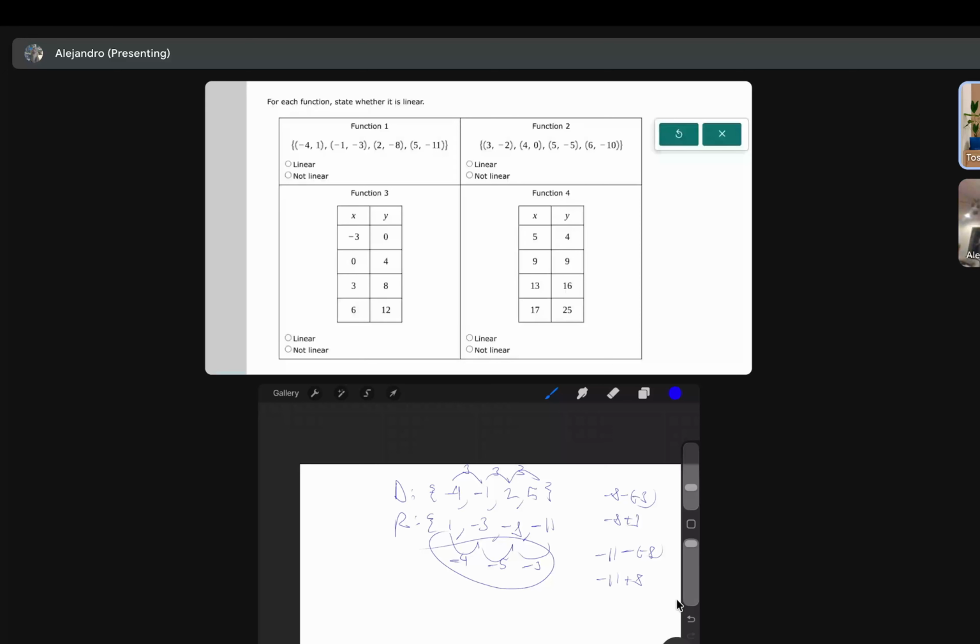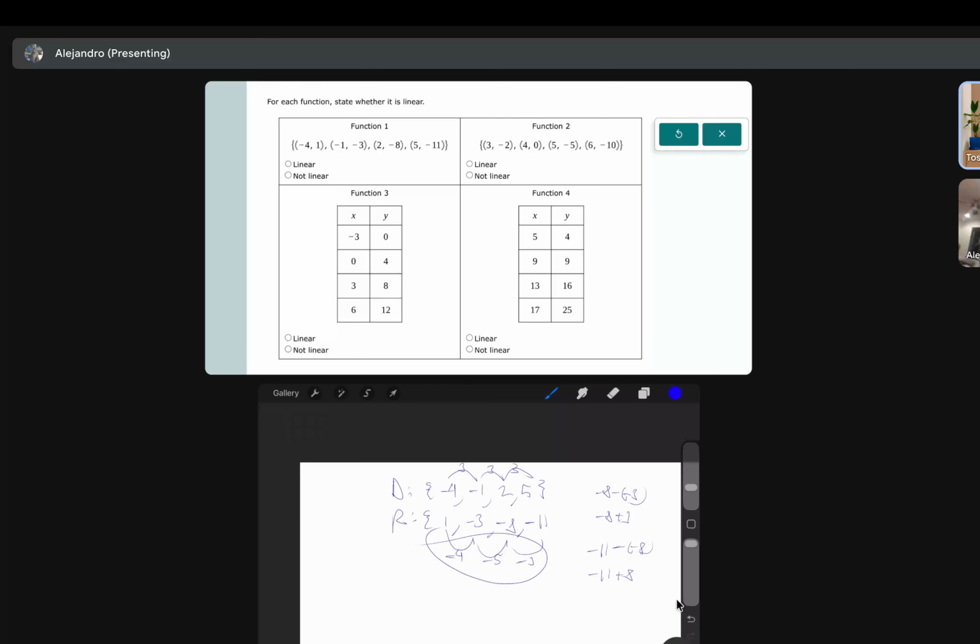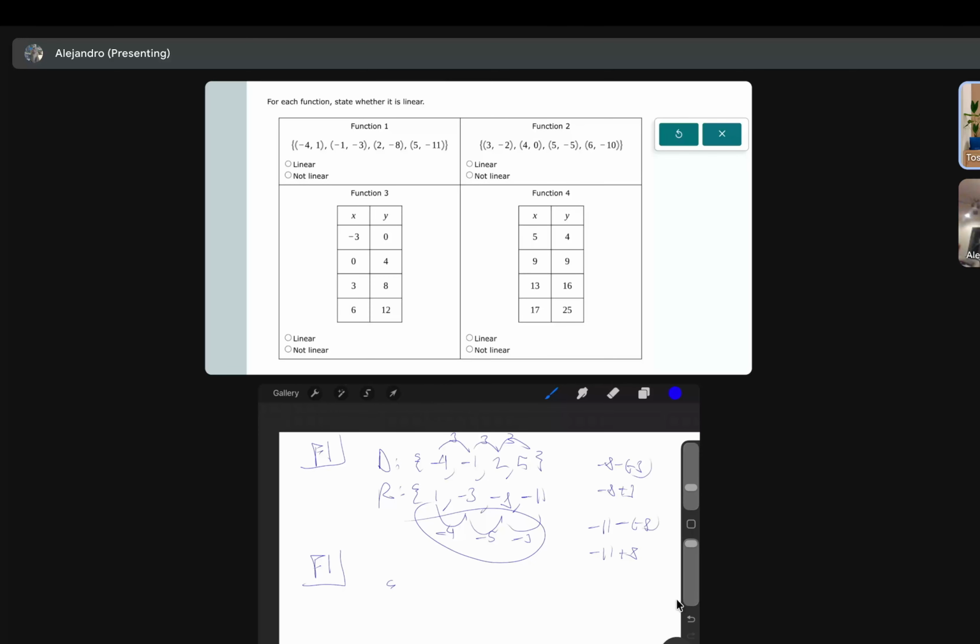They're not the same. It doesn't have to be 3, they just have to be the same. Like the difference. Therefore, this is not linear. The first one, this is function 1. Now we're going to do function 2.